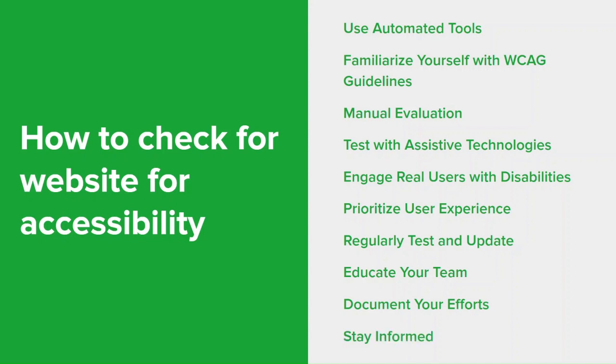And lastly, stay informed. Keep up to date with changes in accessibility guidelines, standards, and best practices to ensure your website remains compliant. Remember that achieving good accessibility is an ongoing process that requires dedication, continuous learning, and a user-centered approach. By combining automated tools, manual testing, user feedback, and a commitment to improvement, you can create a website that is accessible and usable for everyone.